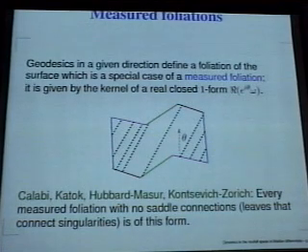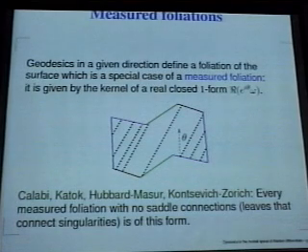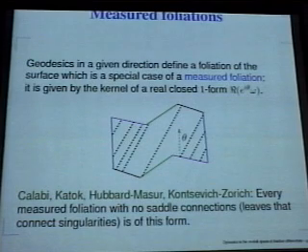So if we are able to understand geodesics on a translation surface, we are gaining some understanding of measured foliations. And it turns out that this understanding is not so small, because lots of measured foliations are actually realized by geodesic directions in the translation surface.